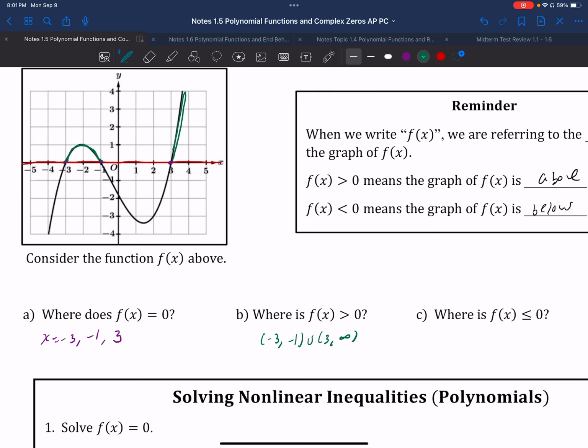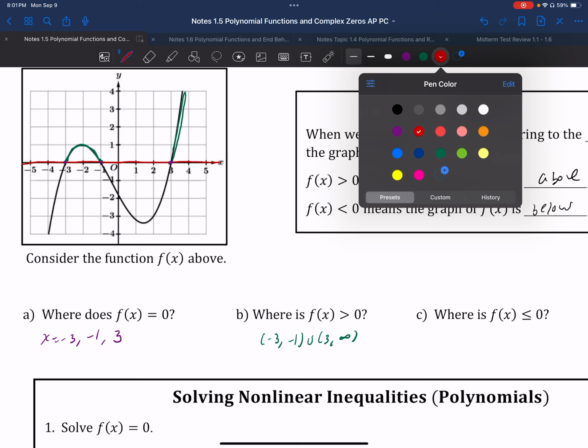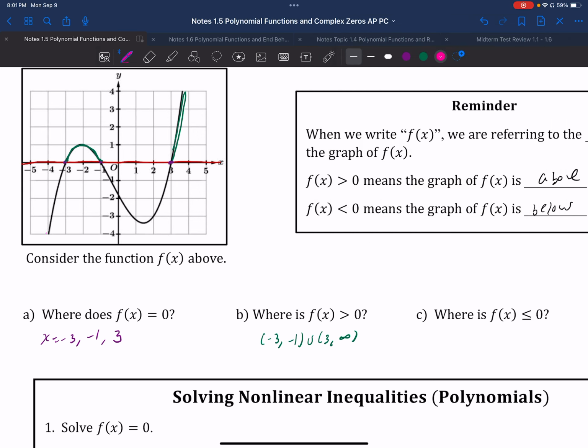Looking at C, they want to know where your f of x is less than or equal to 0. So on this one, I do have to include the endpoints. I'm just going to highlight them here. So I want to be at the red line or below the red line. So I have two different intervals. The first one from -infinity to -3. Again, it has to be included. And then from -1, and then I stop being negative at x equals 3.